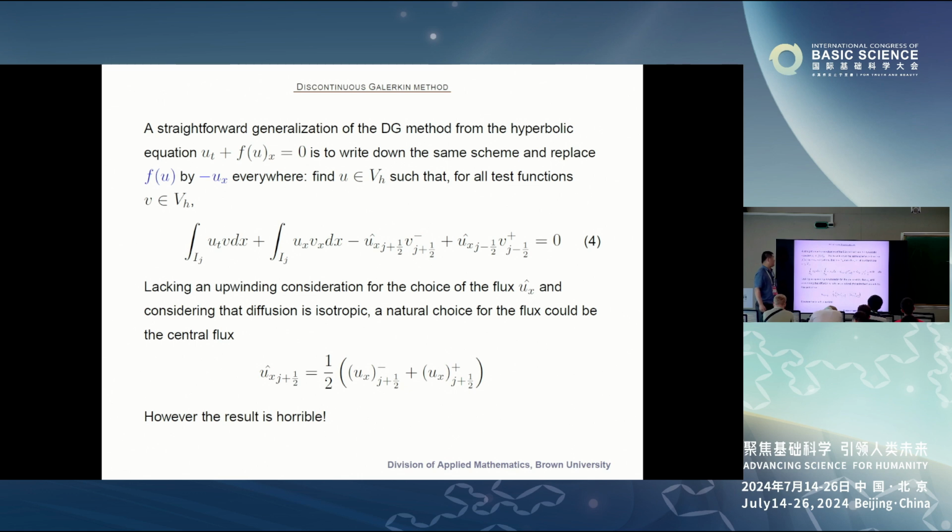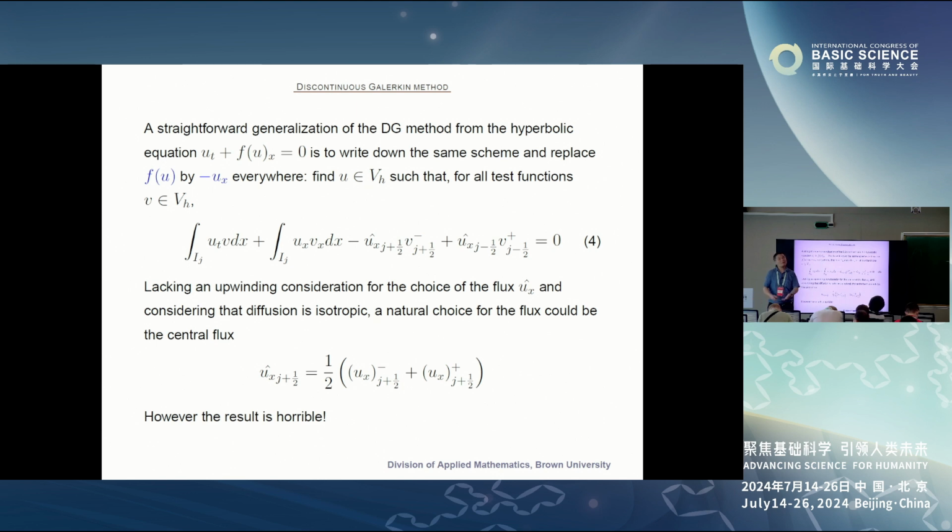You would say, why not? Didn't I write down the previous DG for hyperbolic conservation laws already? Wouldn't the heat equation also be a conservation law if I replace f(u) by minus u_x? It's u_t plus (minus u_x)_x equals 0. So everywhere I see f(u) in my scheme, I replace it by minus u_x.